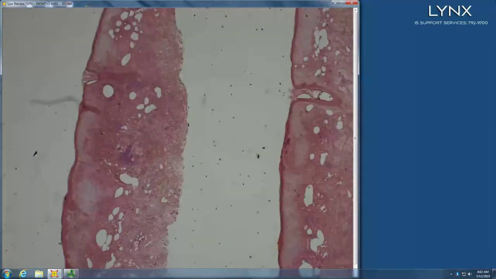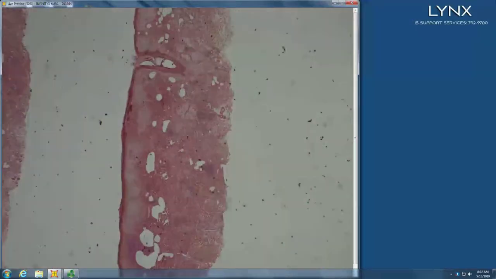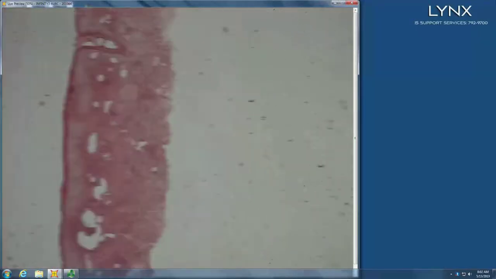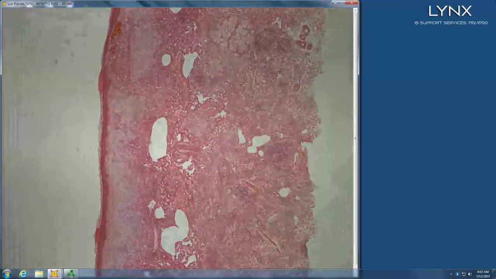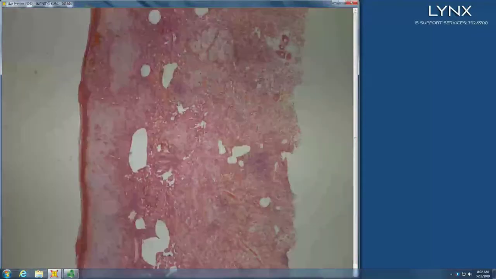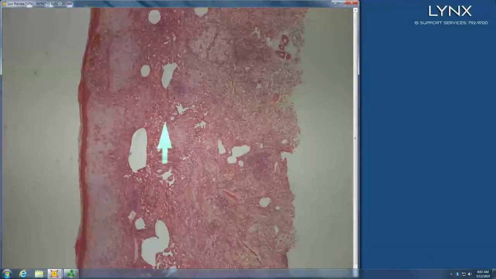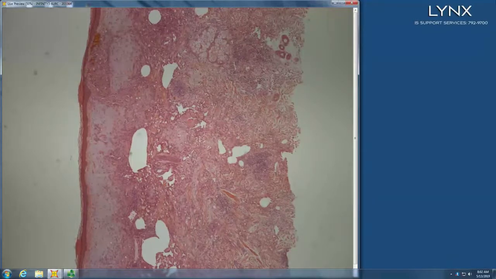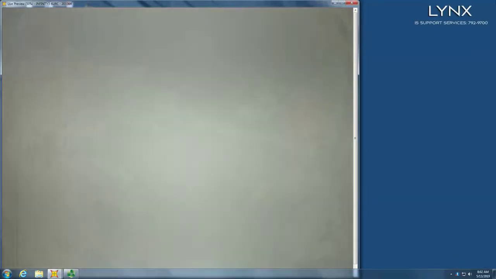I think so. Some ectatic vessels and elastosis. So lots of elastosis. You think this is a very young person? No, probably a very old, sun-damaged person. Angiosarcoma, lots of crack-like spaces in the dermis, angiosarcoma, old sun-damaged skin.